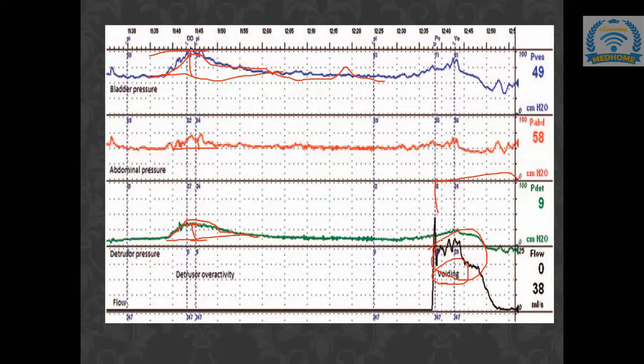But ma'am, there's more rise during the filling phase. During the voiding phase, it is not increasing as much as during the filling phase. Yeah.